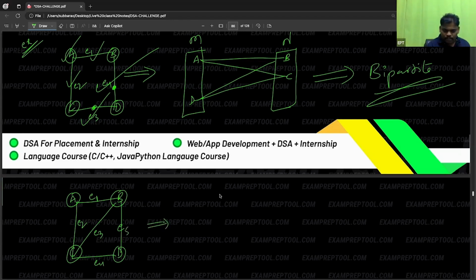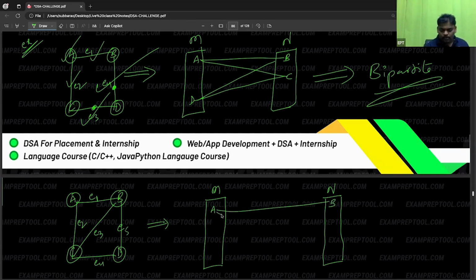Start from any vertex. You have to divide the graph into two parts. The name itself says bipartite: M group, N group. M group contains some vertices, N group contains some vertices. Start from anywhere. I'm starting from A. So A's adjacent are B and C. And interesting thing is A is completed, A adjacent E1, E2 completed. Remember all vertices, all edges you have to cover. E1, E2 over. Let's go to E3.